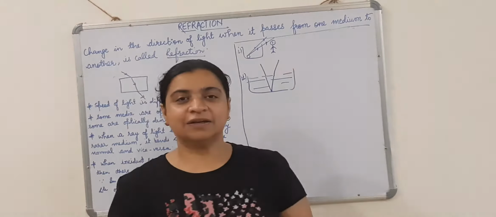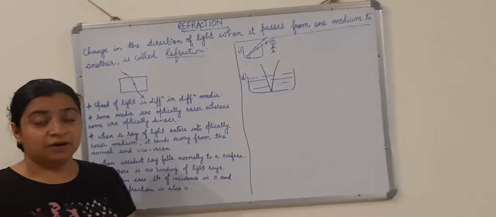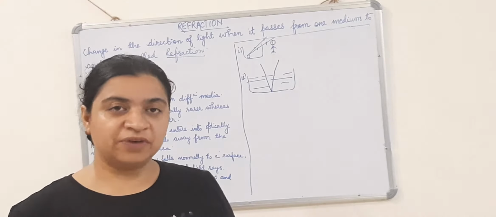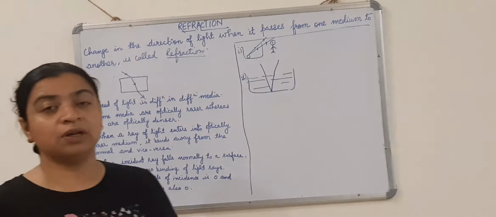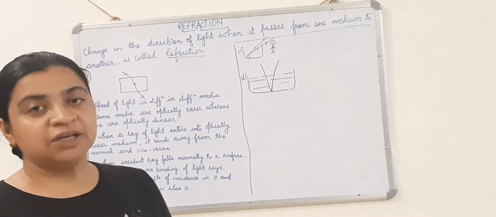Hello everyone. Let us start our next topic from our chapter Light, Reflection and Refraction. Last time we had done image formation by convex mirror, its uses or applications, where it is useful, and for concave mirror and convex mirror, both the mirrors we had done the uses.